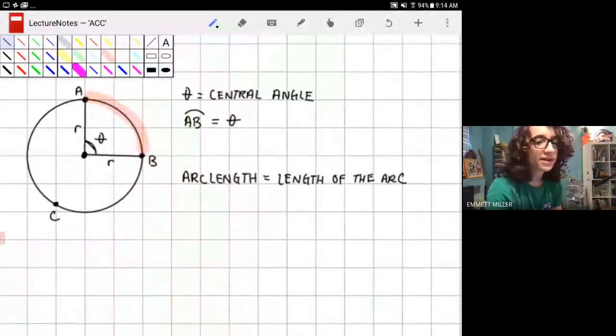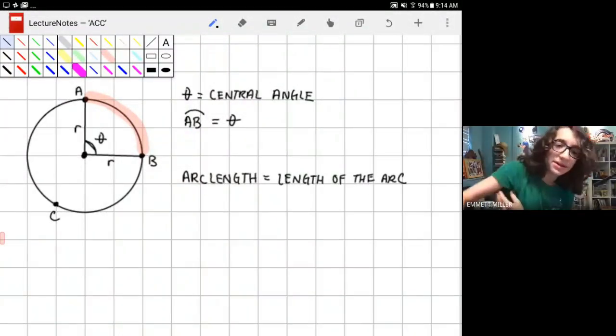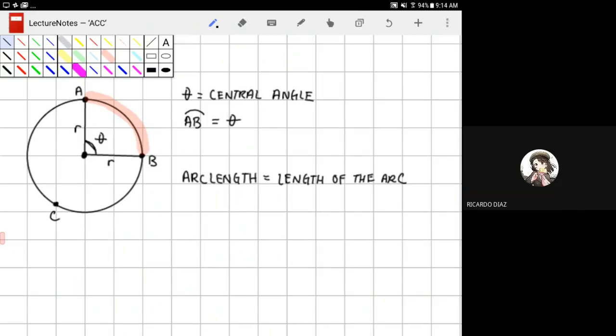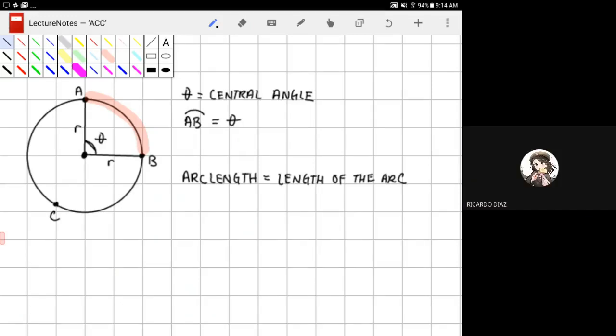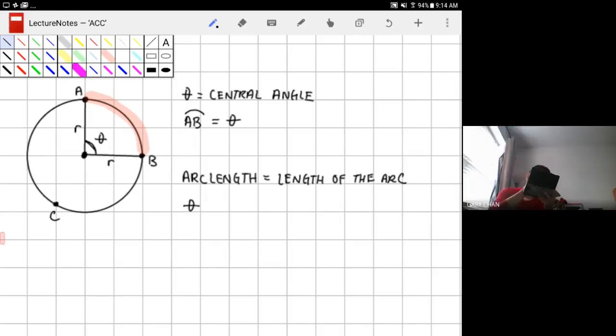Well, obviously we don't have the circumference or anything here, but we could do the angle of the central angle over 360 equals x over the circumference. Yeah, thank you for that, Emmett.